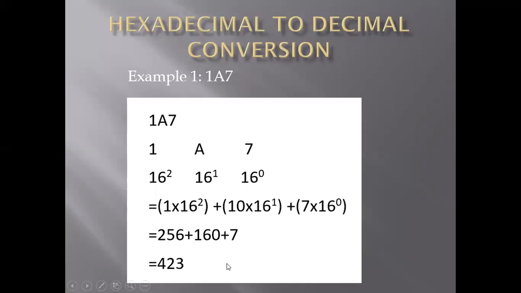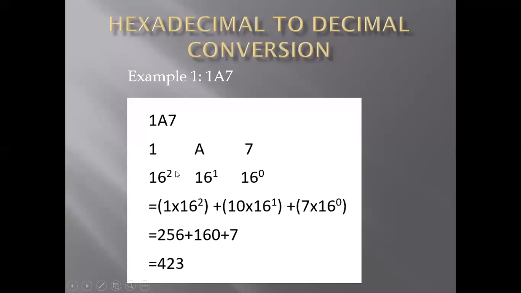Now conversion of hexadecimal to decimal. In order to convert a hex number to its decimal equivalent, simply add up the position weights of each digit in the hex number. Now we can understand it with an example. First example, 1A7. First separate these digits 1, A and 7, and then right to left 16 powers. So 16 raised to 0, 16 raised to 1 and 16 raised to 2. And then multiplication and addition.